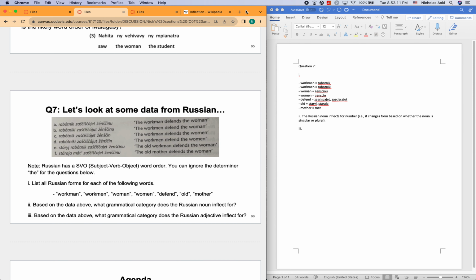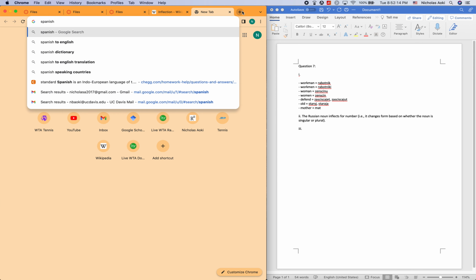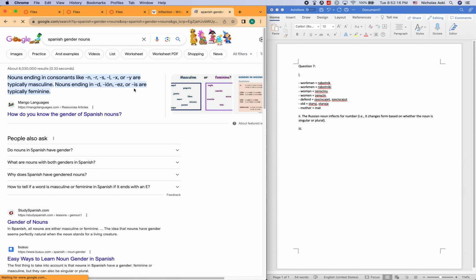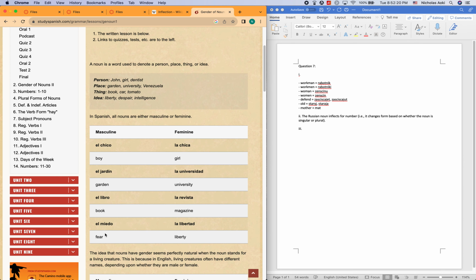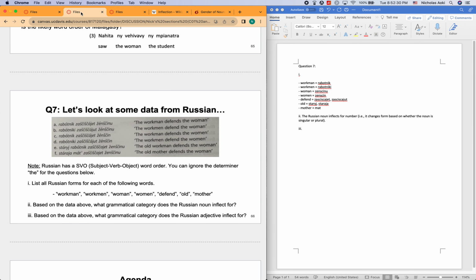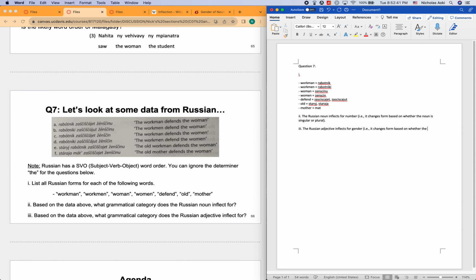And actually, if you're familiar with Spanish grammar, Spanish has gendered nouns, which you would know are nouns that are feminine or masculine. So other languages besides English make distinctions grammatically based on gender. So it seems that Russian is the same thing. So we would say that the Russian adjective inflects for gender. In other words, it changes form based on whether the noun is masculine or feminine.